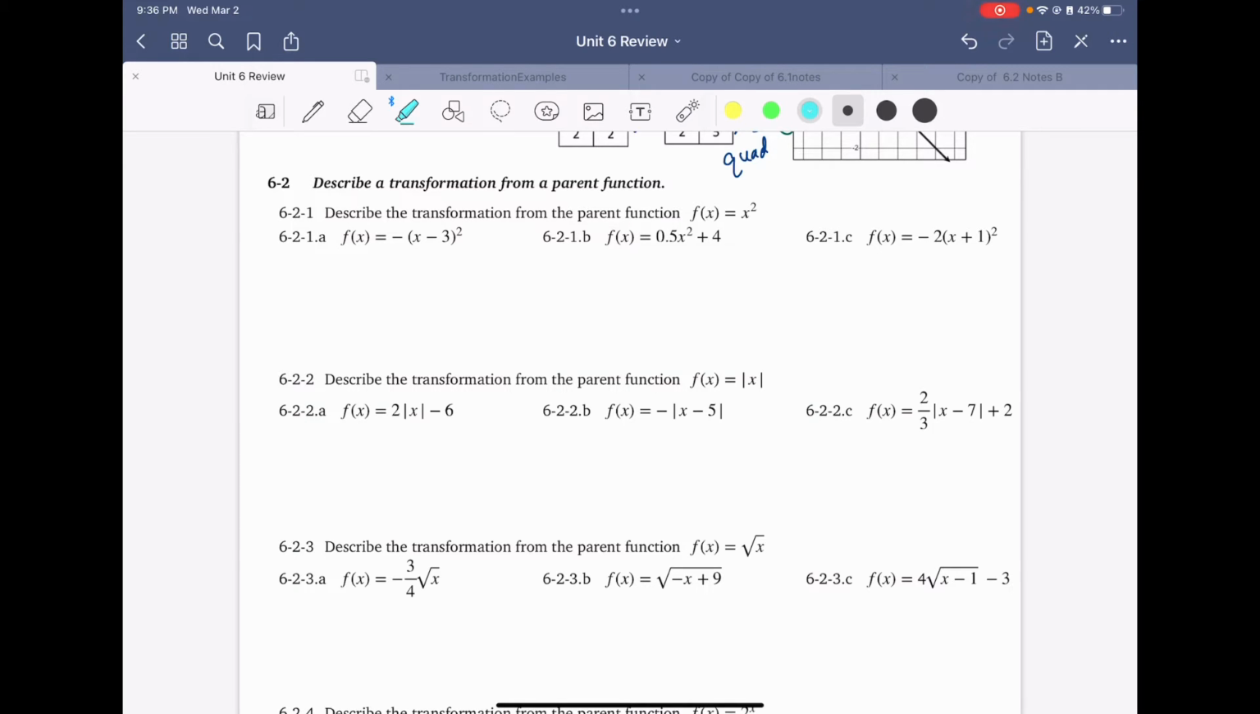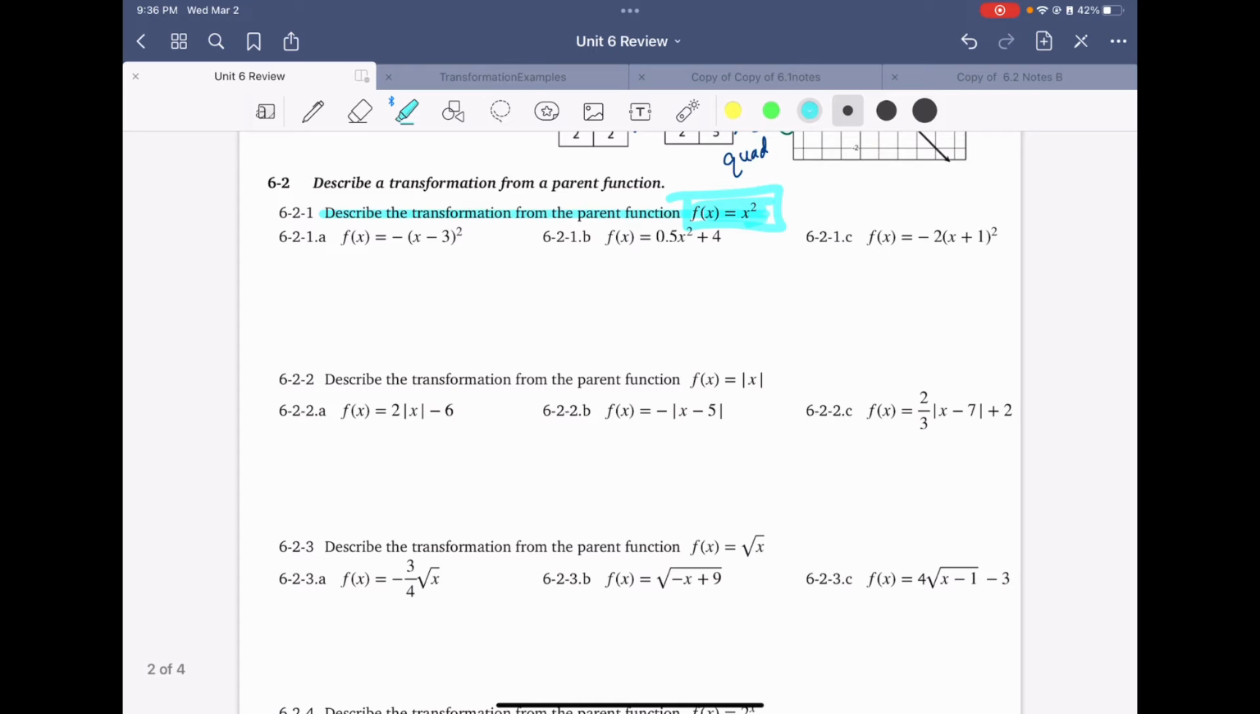So the parent function in this case, it says describe the transformation from the parent function f of x equals x squared. So they tell us what the parent function is. The parent function is x squared. So our function is going to be some variation of that. We have to say how it changed.